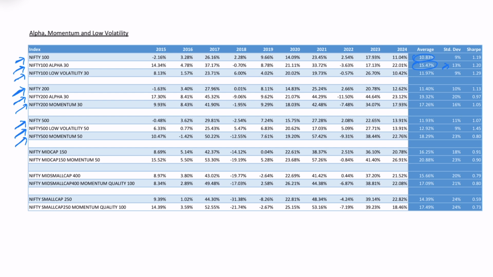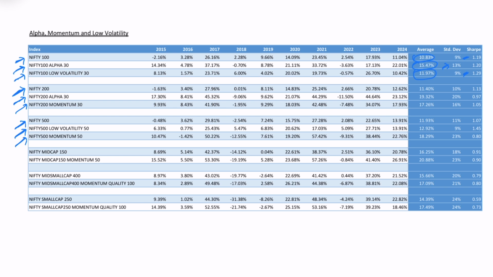And if we just select the stocks based on low volatility, then the return is maybe 1% higher with the same standard deviation. So in both ways, if we select alpha or low volatility compared to the standard index, either it will give a higher return, or a little bit higher return with the same standard deviation. So alpha and low volatility both beat the normal index.